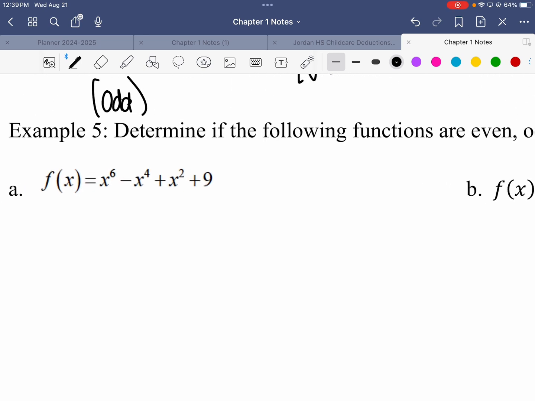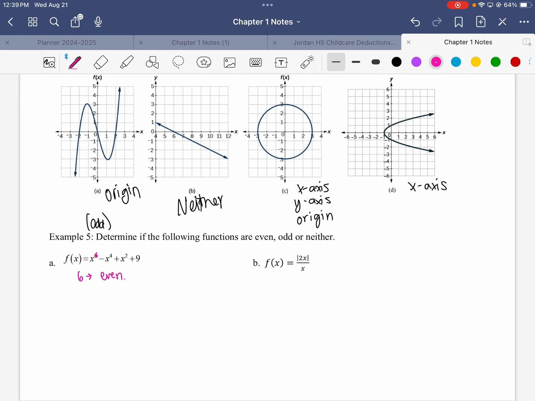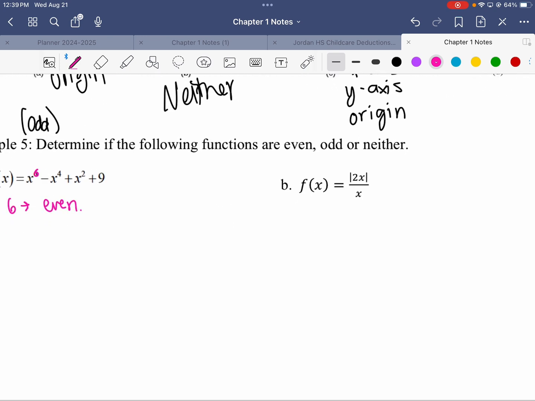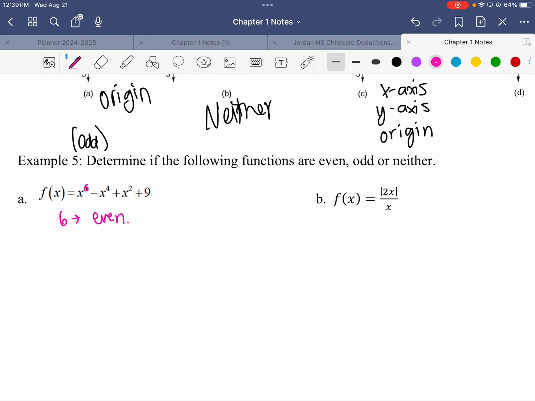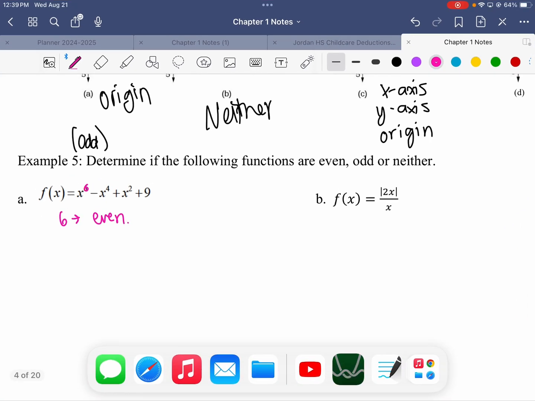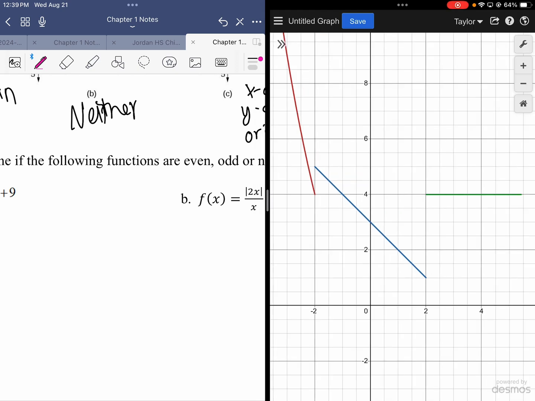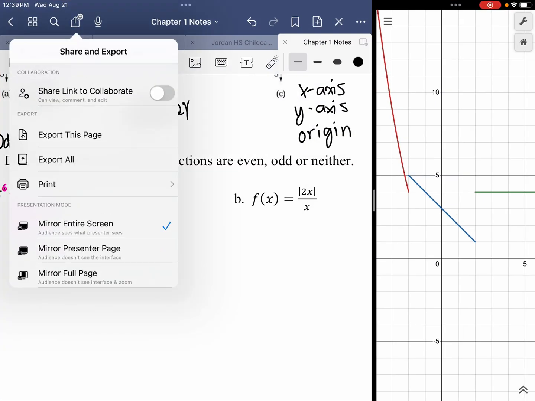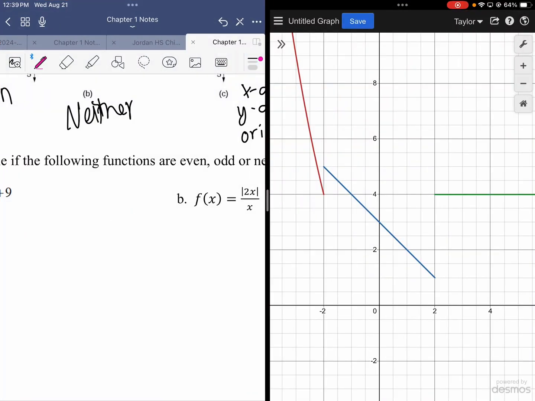How do we determine if a function is even, odd, or neither if we're given the equation? Highest degree. What's the highest degree of this one? Well, 6. Therefore, it's even. Okay? Oh boy, what do we do with this thing? I don't know. Let's ask Desmos.